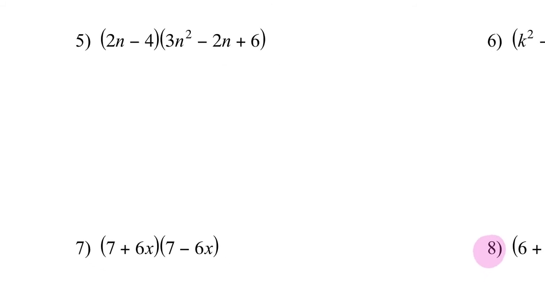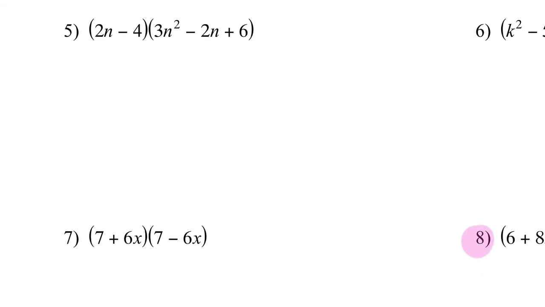See number 5 here. Now, this one is a little bit longer. It's not hard. It's just longer. We have to multiply everything from this parenthesis times everything on that trinomial, right? And it's everything from this binomial times everything over here. So I'm going to start by multiplying 2n times everything over here. So 2n times 3n is 6n cubed.